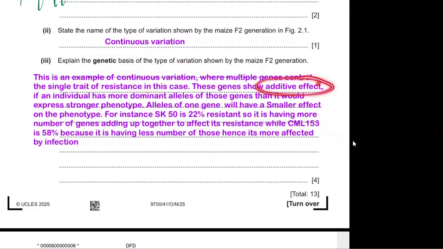These genes will show an additive effect. The more genes you have, the more resistant you will be. Or vice versa, if an individual has more dominant alleles of those genes, it would express a stronger phenotype, and the reverse argument can be given there. Alleles of one gene will have a smaller effect on phenotype. For instance, if this one is 22% damaged, it has a greater number of genes adding up together to affect the resistance, while the other is more affected by the infection because it is on the other end of the spectrum.